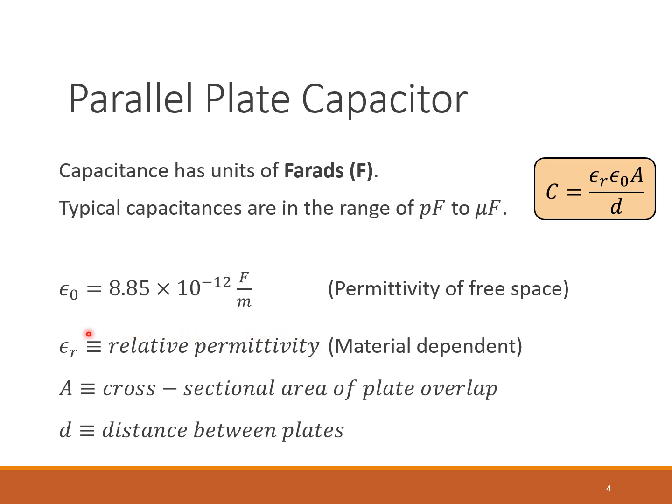This relative permittivity is going to be dimensionless, and so you can confirm that with a dimension of farads per meter in our permittivity of free space, a cross-sectional area in meters squared, and a distance in meters, that we will get units of farads for our capacitance.